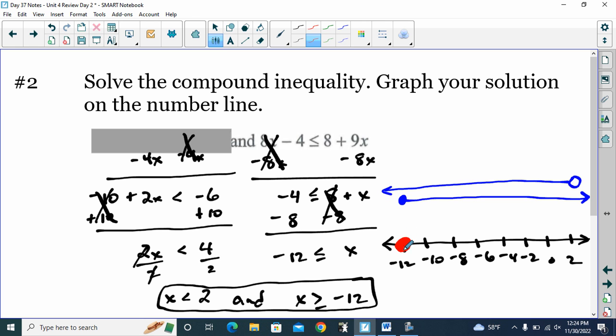So closed circle on the negative 12. They're both true at negative 12. The top one's not true at 2, so I have an open circle at 2, and my shading needs to be in between those two things.